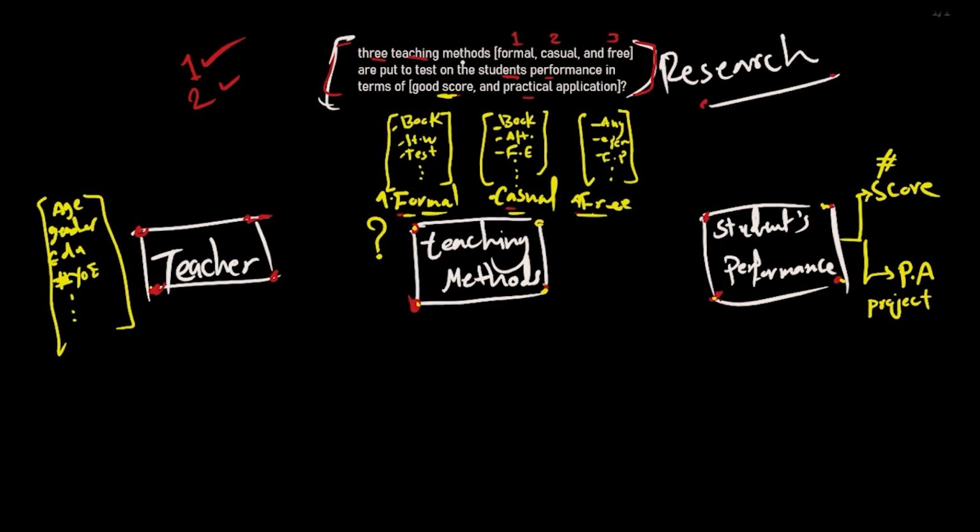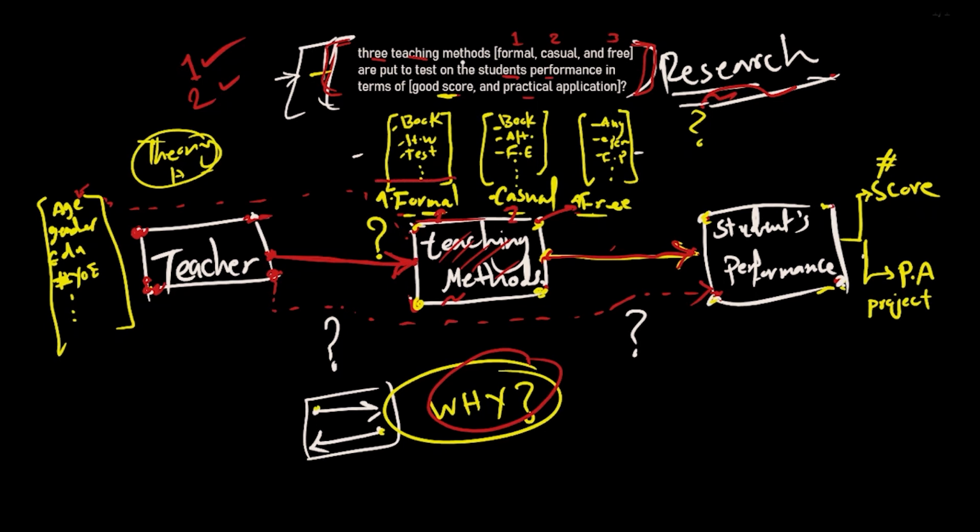So now we have complete control on each of those components. We will call them elements or variables. For example, the formal teaching methods differ from the casual and free teaching methods on the students' performance. Do they vary? What would you do? This is completely a different research question. In this case, how can I investigate?